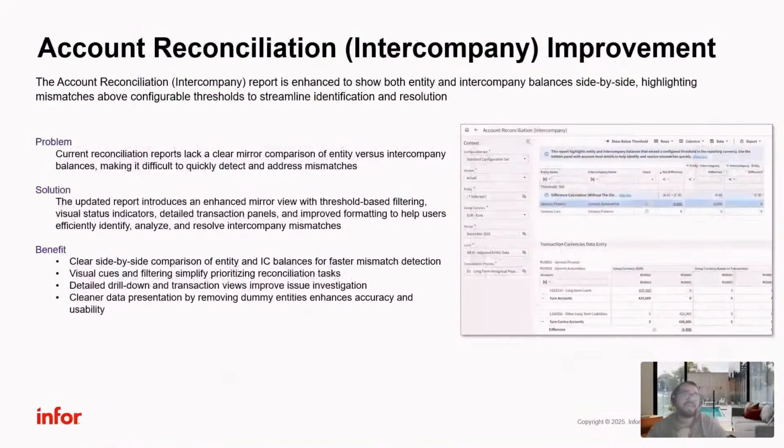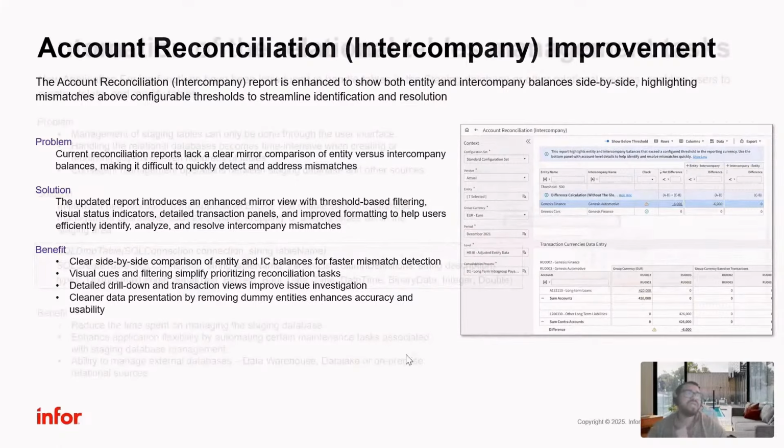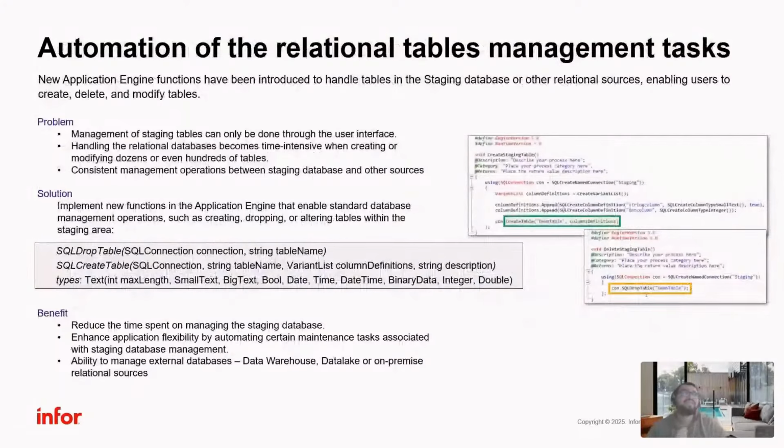Next, we have also added enhancements to financial consolidation, like enhancing our intercompany account reconciliation. For a better user experience, we added detail transaction panels to help users identify, analyze, and resolve intercompany mismatches. Also, we added some advanced application engine capabilities for administrators, such as creating, dropping, or altering tables within the staging area, which will reduce the time spent on managing the staging database. This is just the highlights. For a detailed list of enhancements, please review the release documents for all the release items for October.